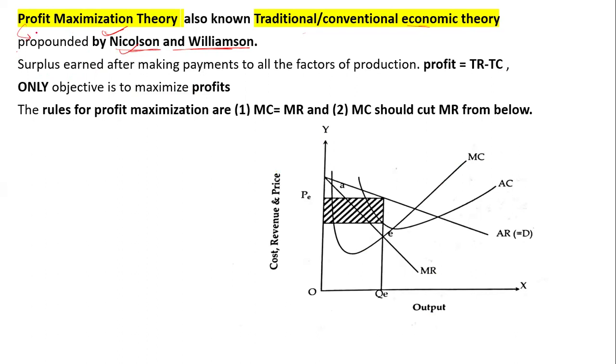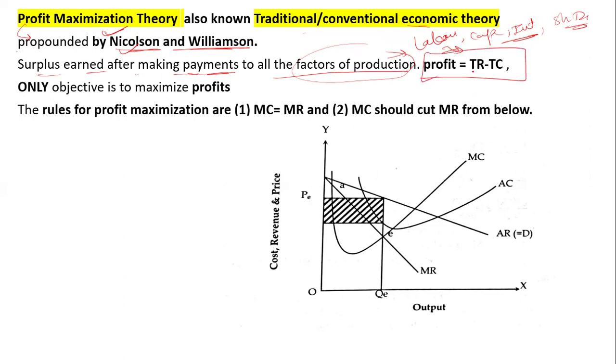The theory is about the surplus earned after making the payment to all the factors of production. All the factors of production means here labor and capital. To the labor the firm gives wages, those who invest their capital get interest, and a shareholder gets a dividend. So all the factors of production which are involved are paid first, and then whatever surplus remains is the profit. How do we get profit? From the total revenue, after accounting for our total cost, we get a profit. Here the only focus is on profit maximization.